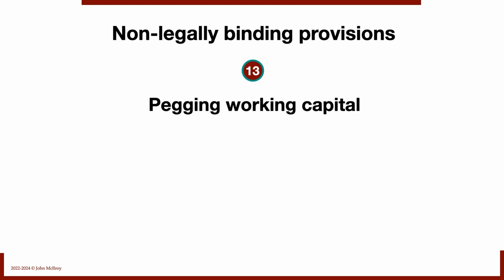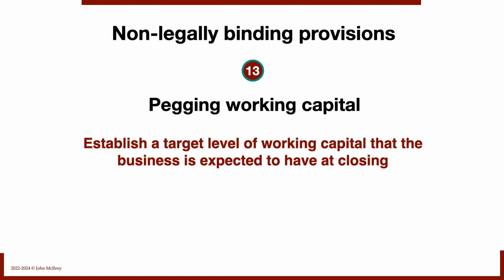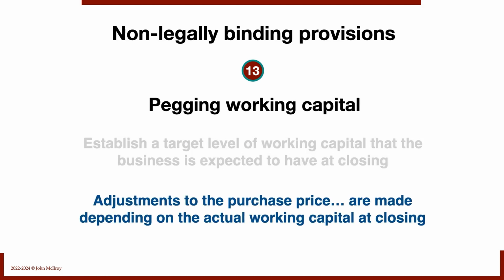Number 13, pegging working capital. We want to establish the target level of working capital that the business is expected to have on the closing date. And then adjustments to the purchase price can be made depending upon the actual working capital at closing and how it compares to the pegged working capital. If actual working capital is above the peg value, that means the buyer owes the seller the difference. If it's the other way around, if the actual closing working capital is less than the peg value, that means the seller owes the buyer the difference.